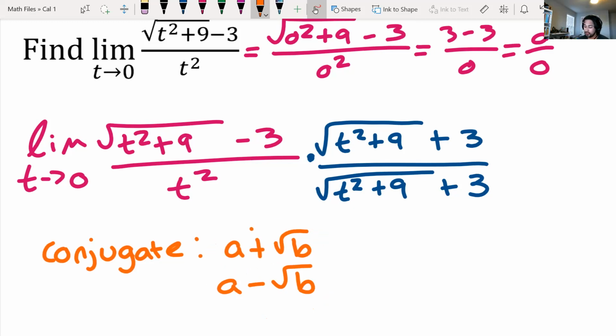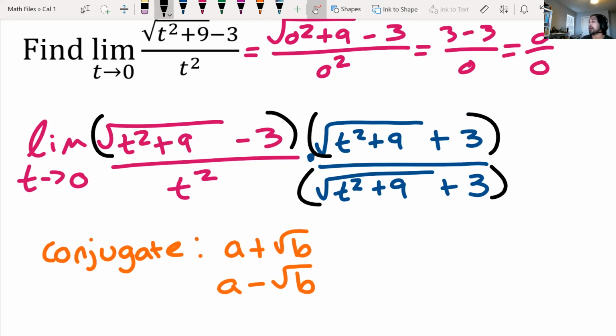Gotcha. And the reason we do that is because it will get rid of the radical and it will get rid of that t squared down below. So what we're going to do next is FOIL the numerator and multiply the denominator. But word of caution, do not distribute this t squared into here. Just leave it on the outside. If you distribute that t squared, we're going to have to factor it back out. So just leave it there.